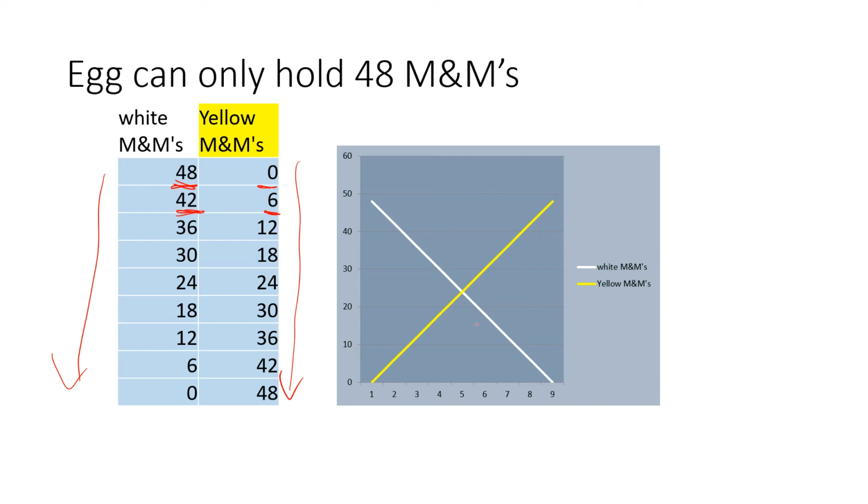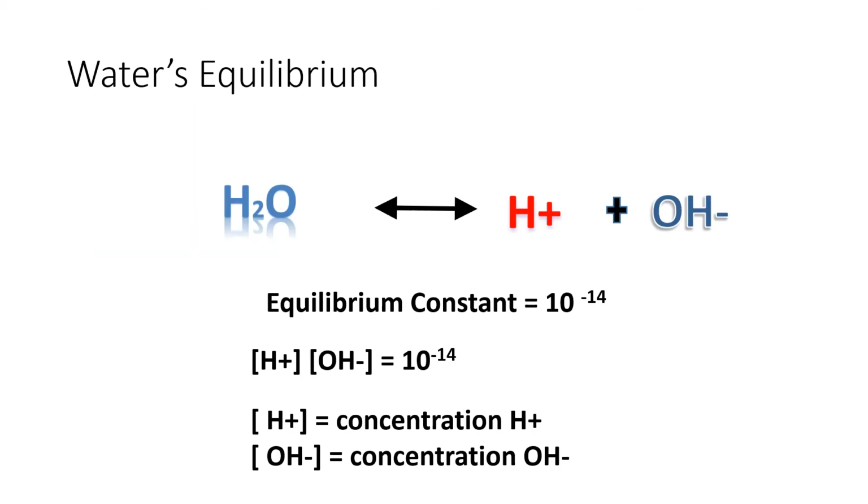And if we were to graph that, it would be an X like this, where you see as the white ones go down, the yellow ones are going up. So that's an inverse relationship. And the reason that's relevant to what we're doing is it turns out there is an equilibrium constant. Every time water has H plus and OH minus in it, the concentrations of those when multiplied equal 10 to the minus 14.